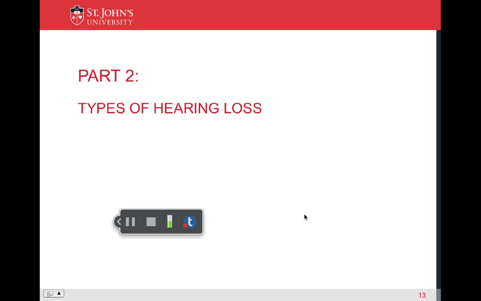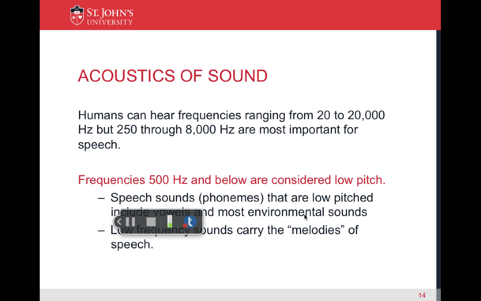Now, aside from the anatomy and physiology, there are different types of hearing loss, and the types of hearing loss depend on where in the ear the problem is. Humans can hear frequencies ranging from very, very low-pitched sounds to very, very high-pitched sounds, and the sounds that are most important for speech are between 250 and 8,000 hertz.